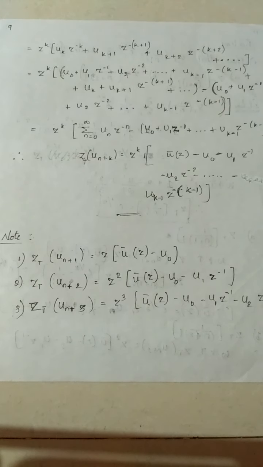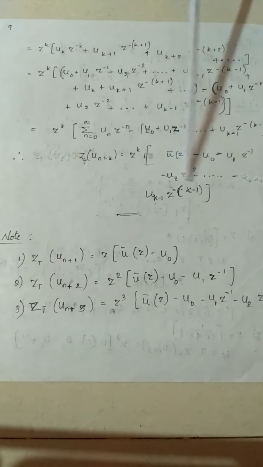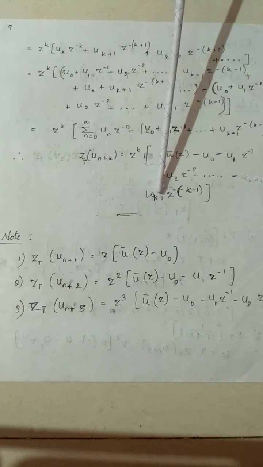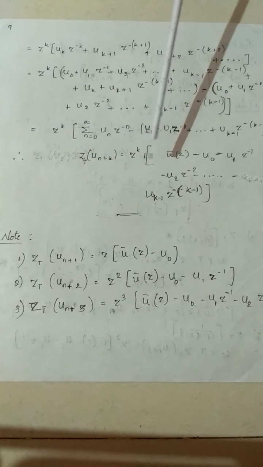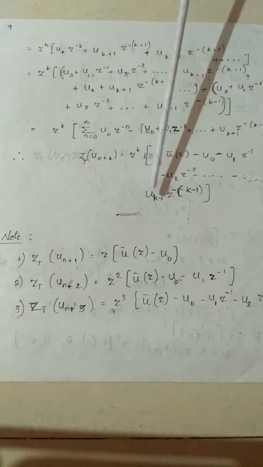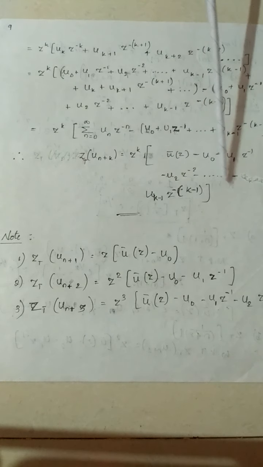Let us write the note here. Now using this left shifting rule, we have proved the z transform of u of n plus k is equal to so much. That means up till k minus 1 terms we are writing. Z transform of u of n plus k is z raised to k outside, u bar z minus u naught minus u1 z raised to minus 1 and so on up till k minus 1 terms, u k minus 1 z raised to minus of k minus 1.